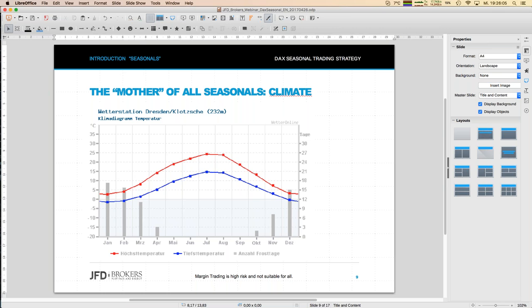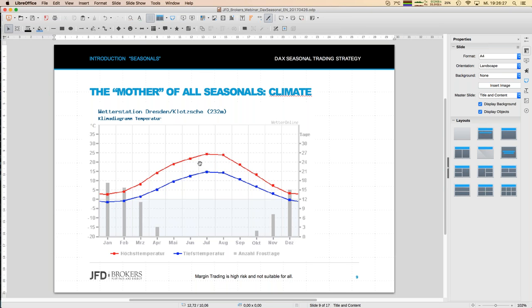What you see here is the climate data from my personal nearest weather station, and that is Dresden-Klotzsche, which is indicated here. And then you see typical behavior like this. Describing that kind of diagram is quite easy.